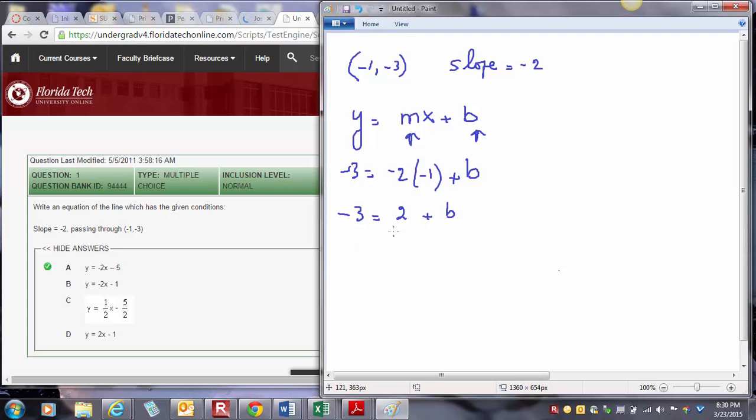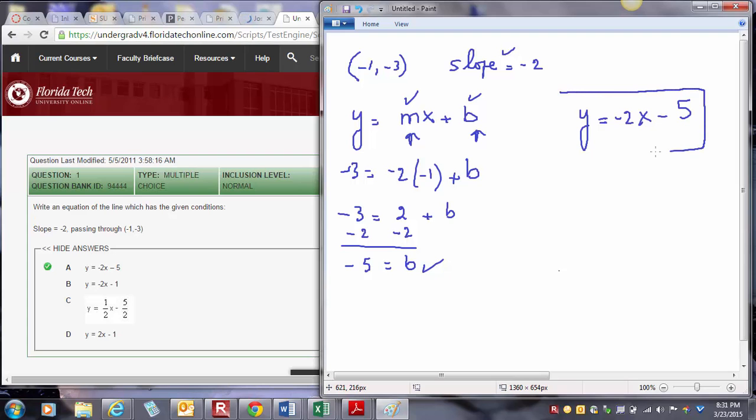So to solve for b, I want to subtract 2 from both sides, and this will give me -5 equals b. So once I find b and I have the slope, I can substitute in the slope-intercept equation, and I'm done. So let's go ahead and substitute. Instead of m, we substitute the value, which is -2, and then x, and then plus b, of course, -5. So this is the equation of the line that has a slope -2 and that passes through the point -1, -3.